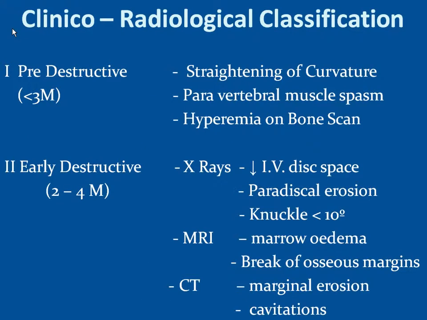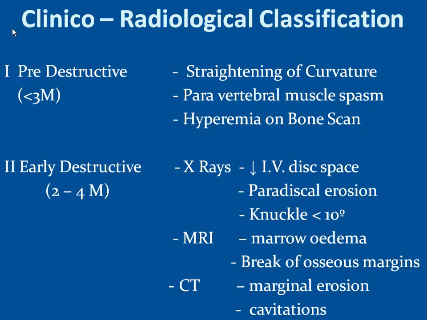So as we classify this disease in clinical radiological method, the pre-destructive lesion, which normally is about less than 3 months, will present to you clinically in a straightening of the curvature of the spine with paravertebral muscle spasm, and on bone scan one gets hyperemia. And if MR is taken at that place, it will show you a marrow edema. However, that marrow edema may be very non-specific.